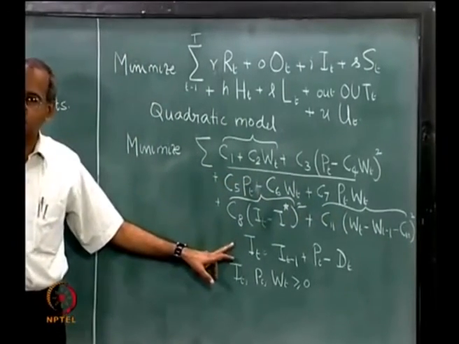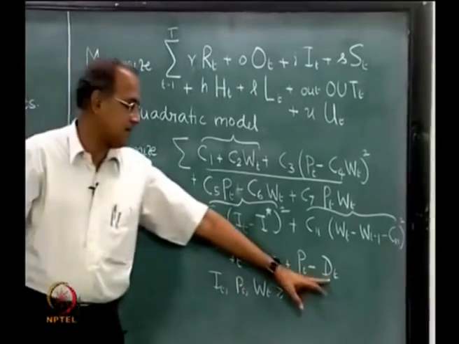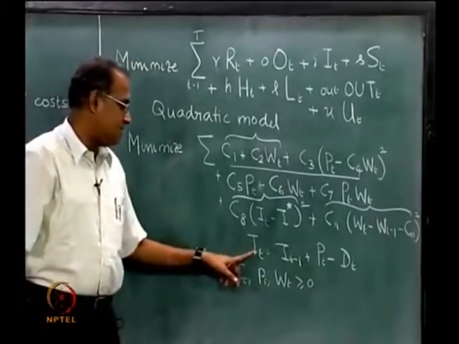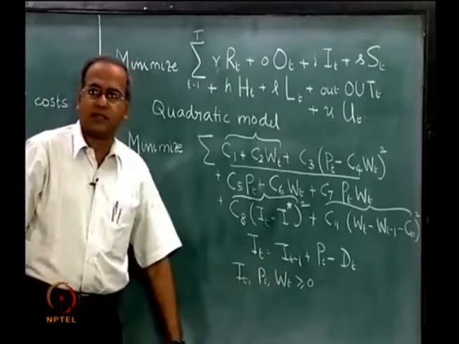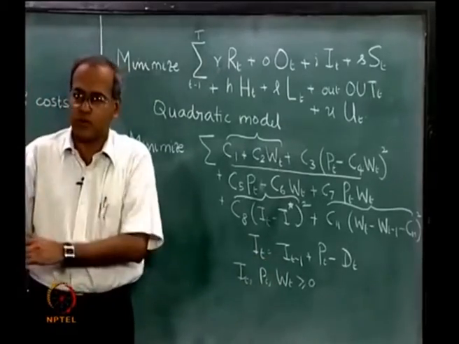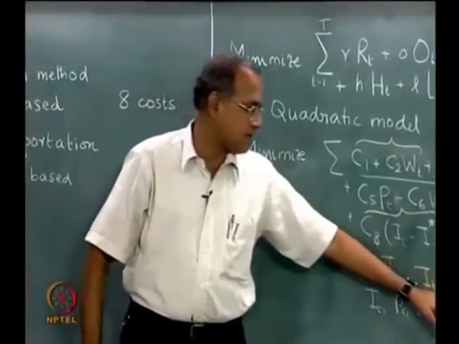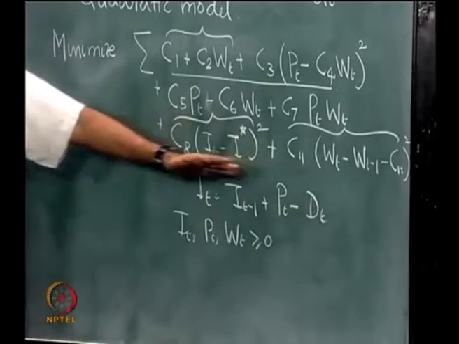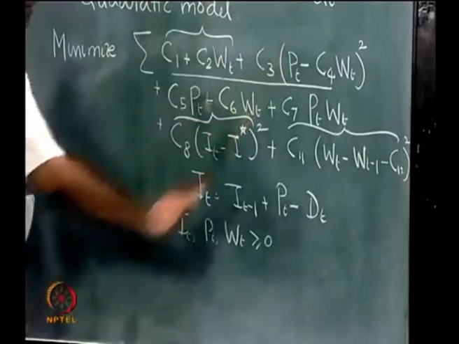This is the standard constraint that relates production, inventory, and demand. dt is the demand in period t in terms of man hours. It is the inventory at the end of period t. It minus 1 is inventory at the end of period t minus 1, which is inventory at the beginning of period t. This is production in period t, this is demand in period t. So, this is typically the inventory balance constraint. So, now we have a quadratic objective function.